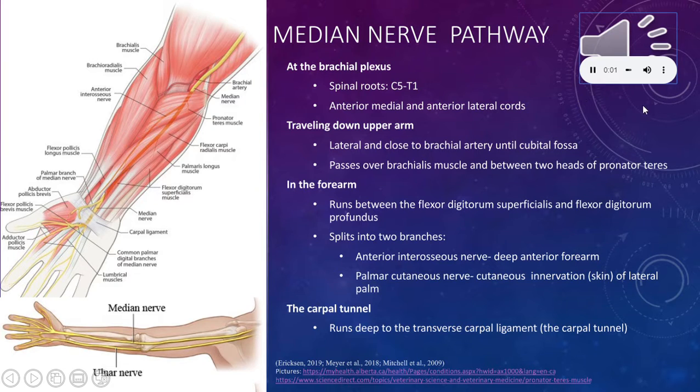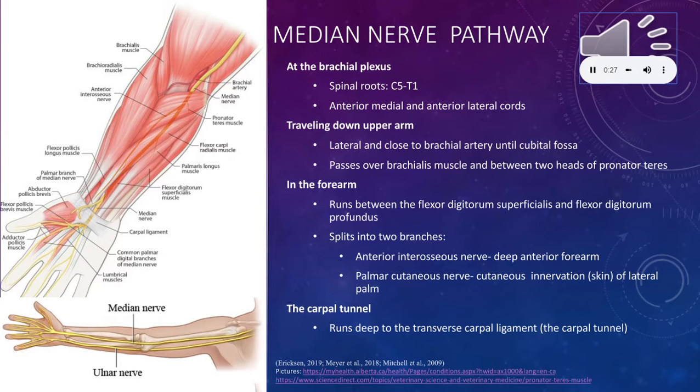The median nerve pathway. At the brachial plexus, the median nerve comes from the spinal roots of C5 through T1. It comes from the anterior medial and anterior lateral cords. If you think back to the brachial plexus model, this would be the middle part of the M. Traveling down the upper arm, the median nerve lies close and lateral to the brachial artery until the cubital fossa.